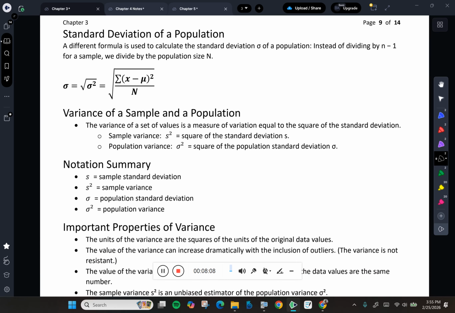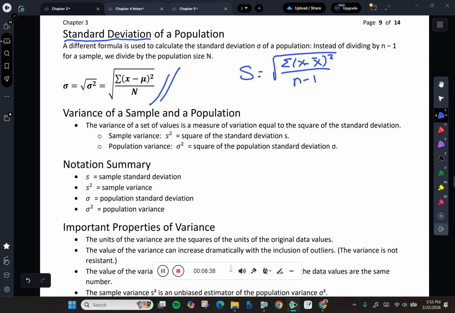The standard deviation of a population. Okay, so let's say that you have data and your data is the entire population. Well, you might need to find the standard deviation of that data. And so how would you do it? You would use this formula right here. Now you'll notice that this formula looks a lot like the standard deviation formula. The standard deviation formula had that summation in the numerator, and it had n-1 in the denominator.